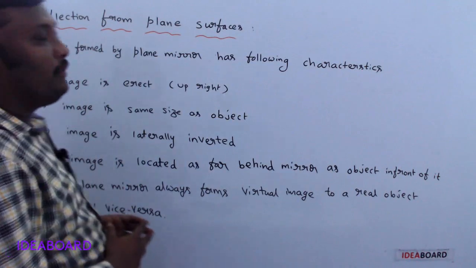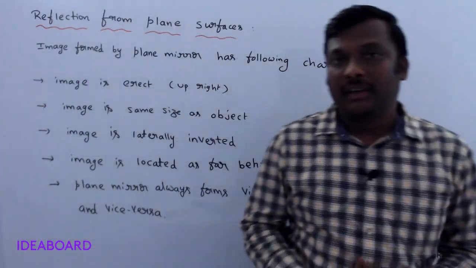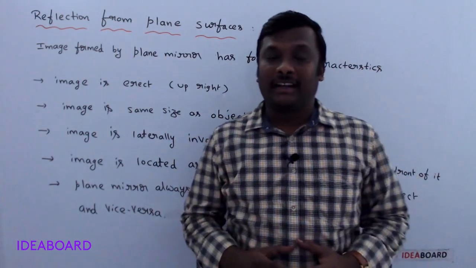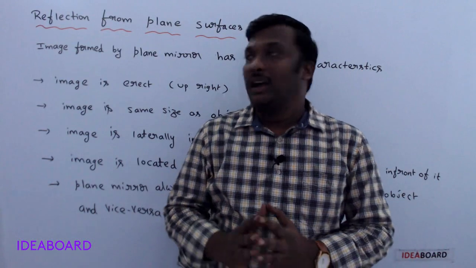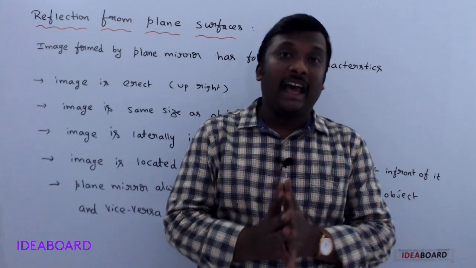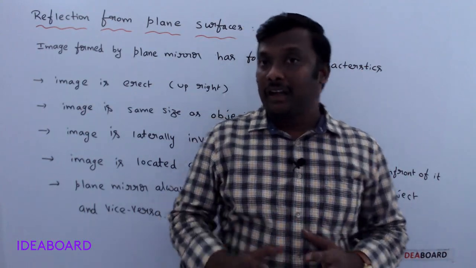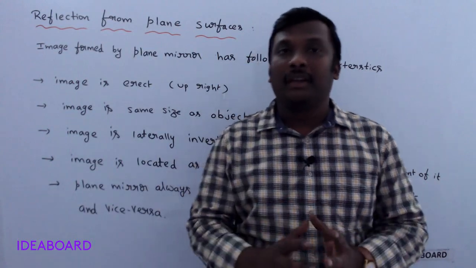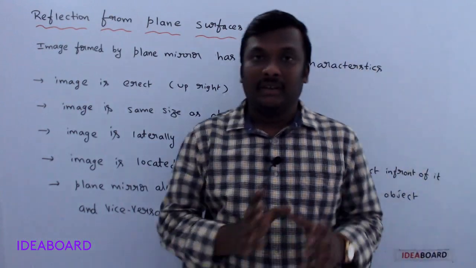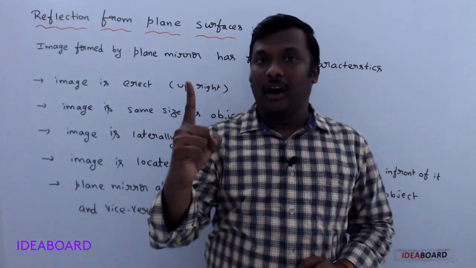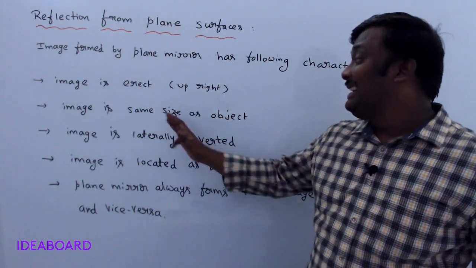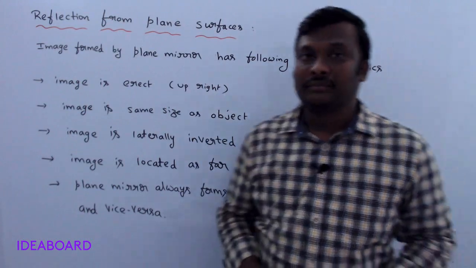Now, the reflections from plane surfaces. Okay, here the image formed by the plane mirror has the following characteristics. You must remember all these characteristics while solving numericals or for solving the ray diagrams. If you draw the ray diagrams also, these 5 points are very, very important. Okay, what is the first one? Image is erect. Erect means upright. So if you take the object like this, the image is also in the same way. Clear? Second point, image is the same size as the object.